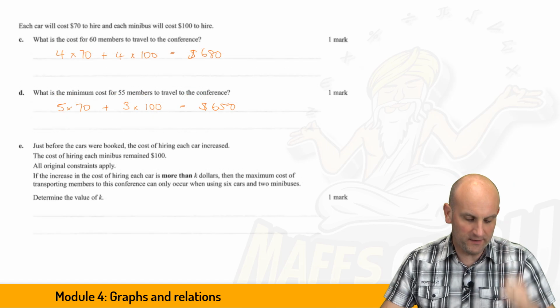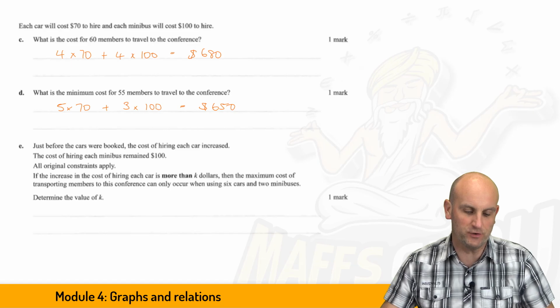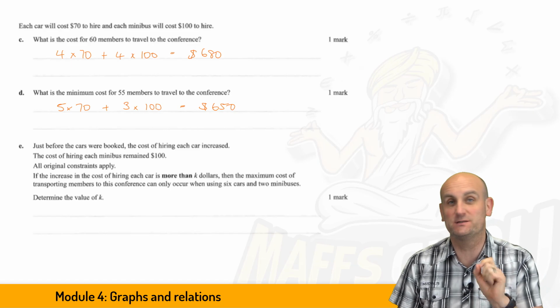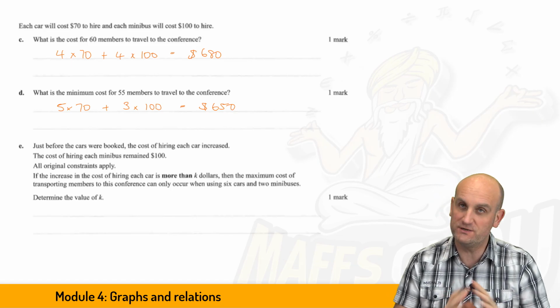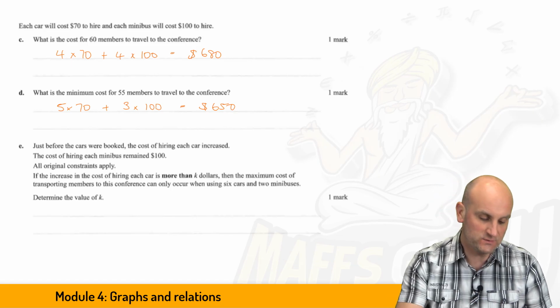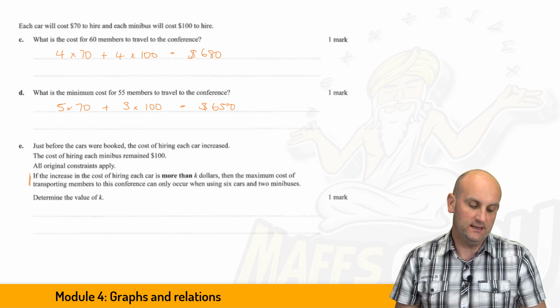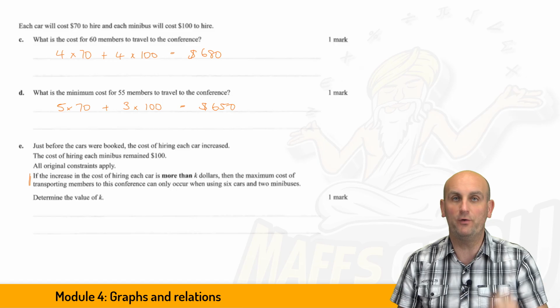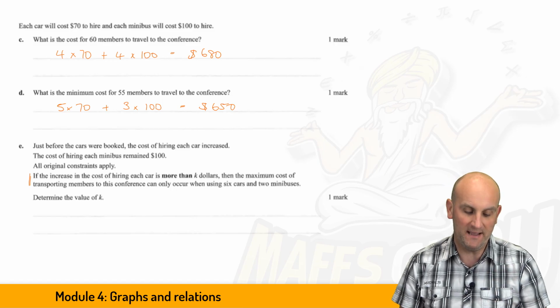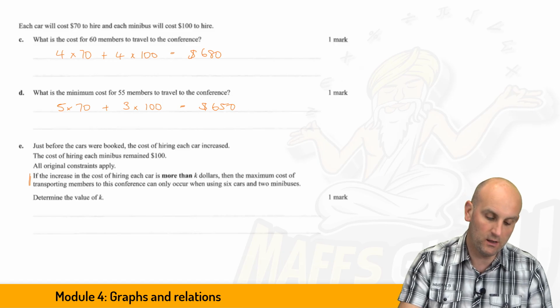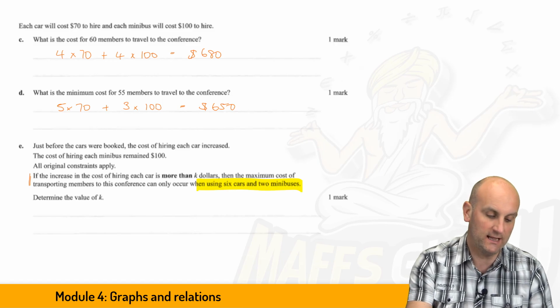And this final part of the question: just before the cars were booked, the cost of hiring each car increased. The cost of hiring each minibus remains as $100, okay, and all original constraints apply. Now, this was the tricky part of the question. If the increase in the cost of hiring each car is more than k dollars, then the maximum cost of transporting members to this conference can only occur when using 6 cars and 2 minibuses.